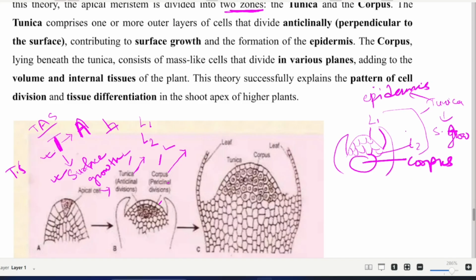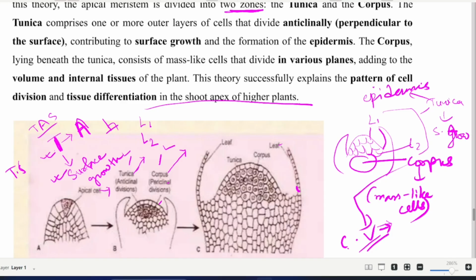And this is the corpus, which lies beneath the tunica. It consists of mass-like cells that divide in various planes, adding to the volume, CV. You know, it's very important, CV. So the corpus is for adding the volume and the internal tissue of the plants, and this theory successfully explains the pattern of cell division and tissue differentiation in the apex of higher plants.